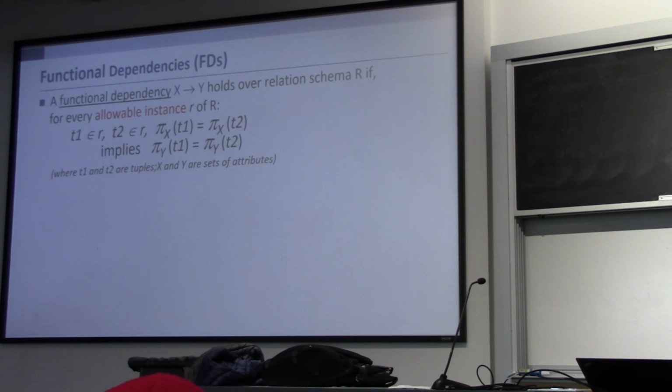Okay? And we claim X determines Y holds over a schema R if for every allowable instance of R. First of all, what do I mean by allowable instance of R? Because R is the schema, right? There could be numerous possible valid instances of R. Think about R as the student schema. You can have a valid instance of the student table with a single student record. You can have another allowable instance with two student records, and so on and so forth.